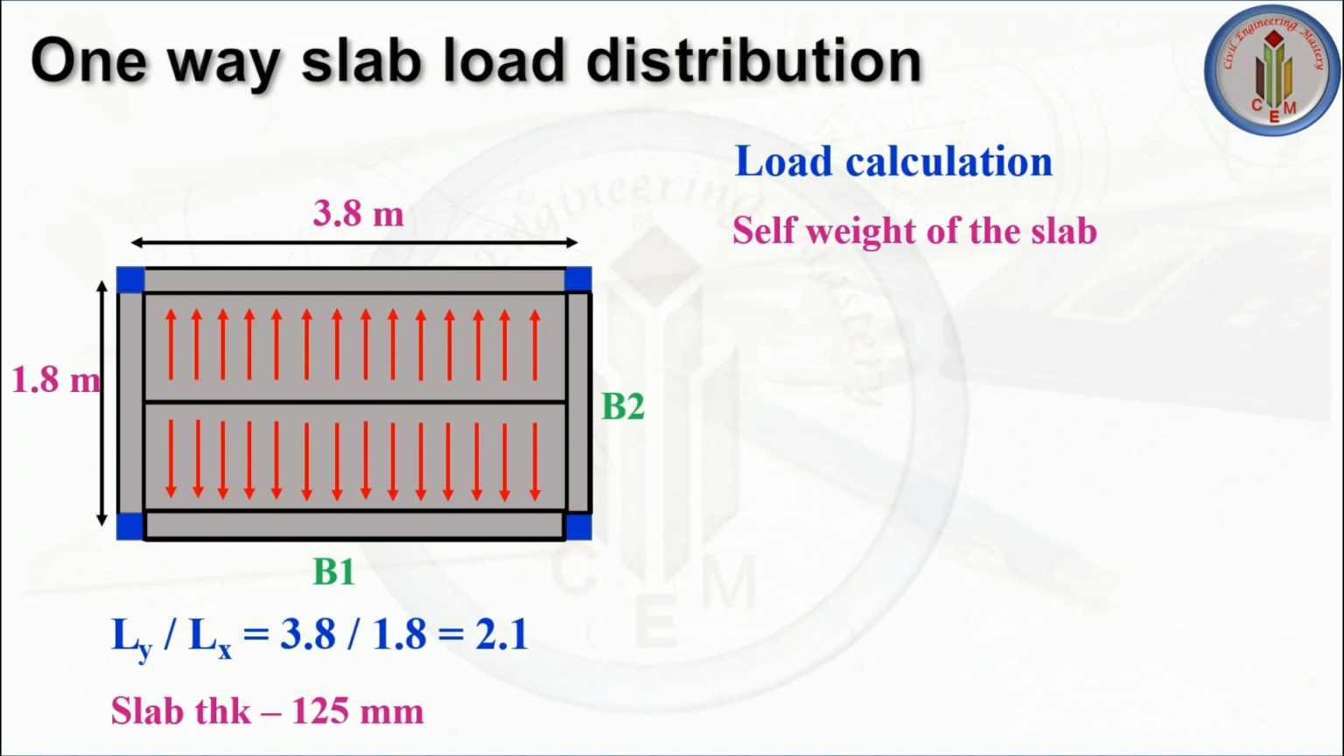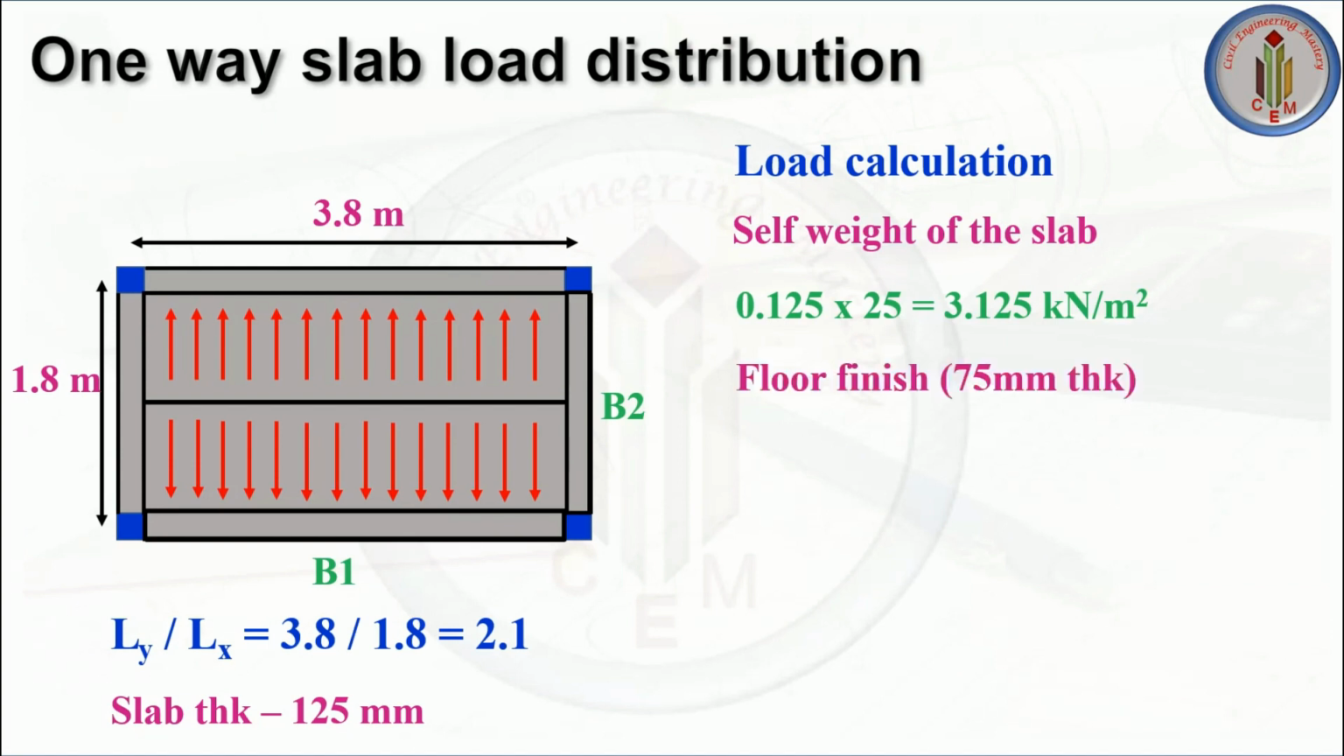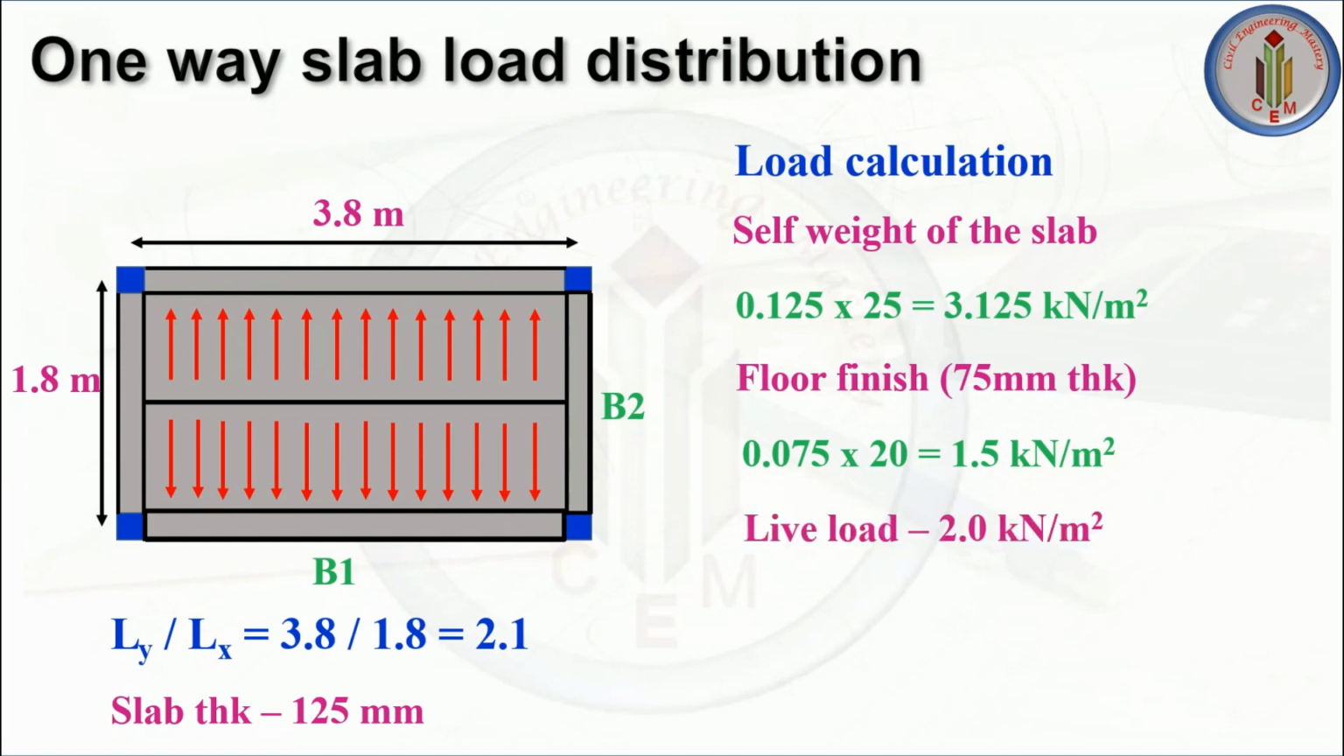Let's calculate the load. First we need to calculate the self weight. So slab thickness we know and unit weight of RCC we know. From that we can calculate the self weight. Next floor finish, that is 75 mm thick. So we get 1.5 kilonewton per meter square. Next live load, 2 kilonewton per meter square. So first we need to calculate the dead weight of the slab. What are all the dead weights that are coming? Here self weight and floor finish only we have taken.